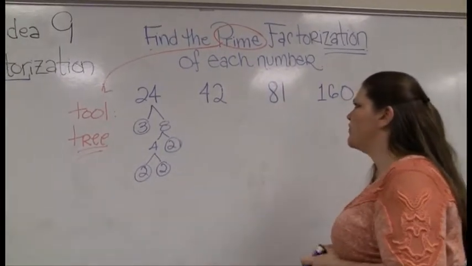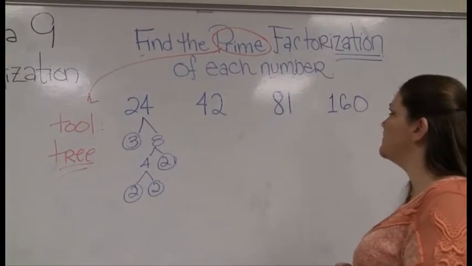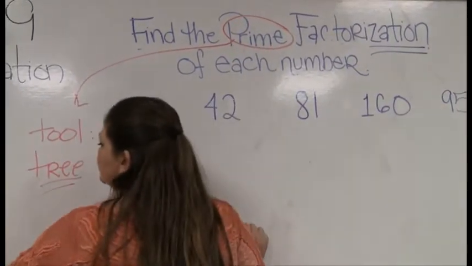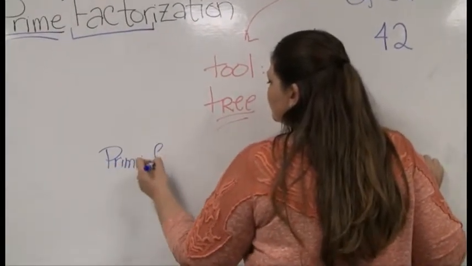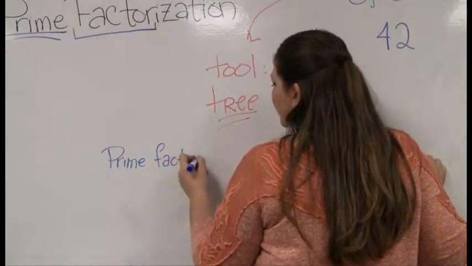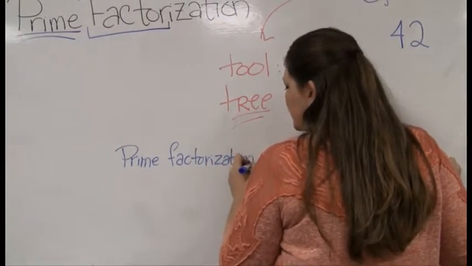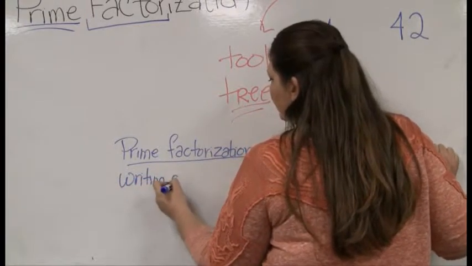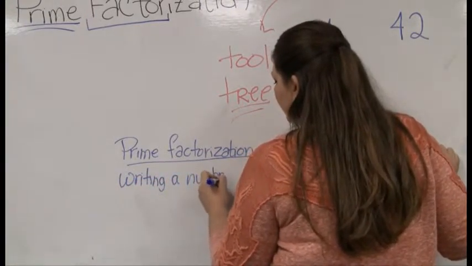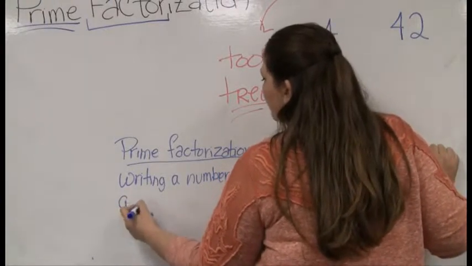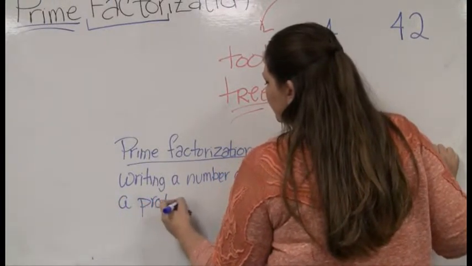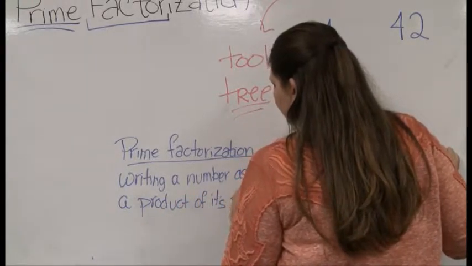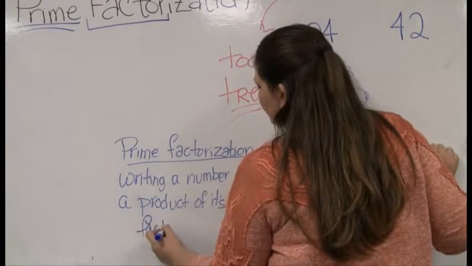And I've got 24 broken down into primes. Now, what is a prime factorization? A prime factorization, in math speak, is writing a number as a product of its prime factors.